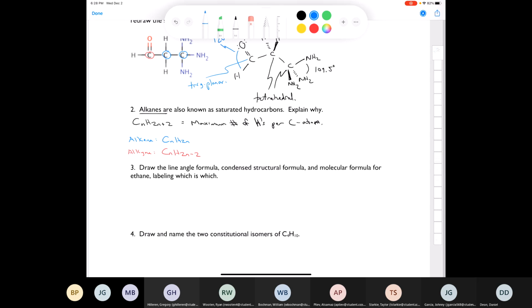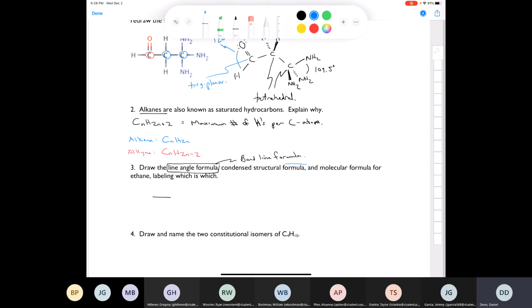Number 3. Draw the lined angle formula. That's the same thing as a bond line formula. So draw the bond line formula, the condensed structural formula, and the molecular formula for ethane, labeling which is which. Let's first start with the bond line formula, which is going to look like this. So there's my bond line formula.